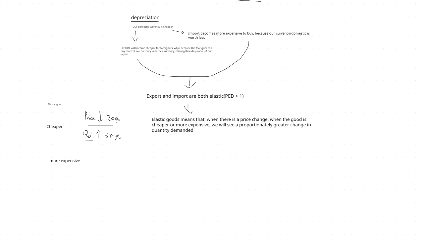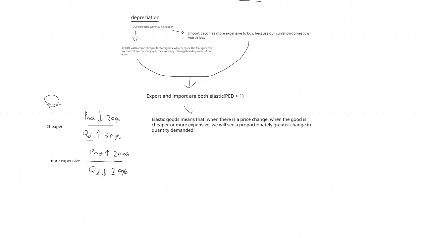Then we'll see that when price increases, right, more expensive, if the price increased by 20%, the consumers are going to notice that the price of the good is more expensive now, so let's not buy it. So the quantity demanded decreases. For elastic, you're going to see a greater change than 20%. So 30% or more consumers are now going to stop buying this product because it's more expensive. Okay, this is for elastic good.